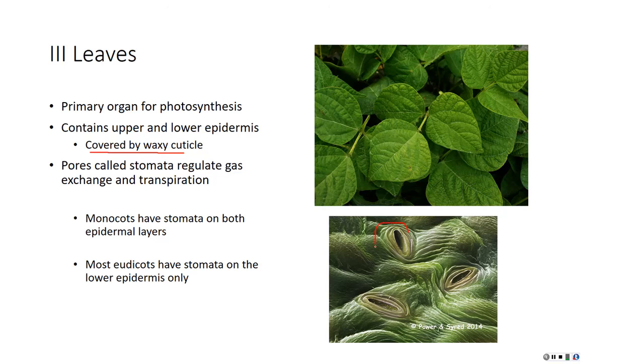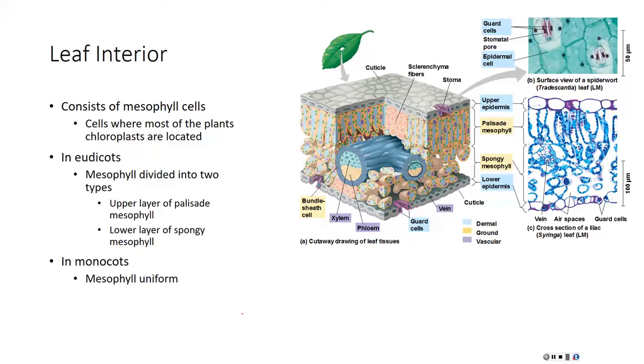So this is a magnification of the stomata. So these little pores will allow O2 out and CO2 in for photosynthesis, and also allow water vapor out. So monocot leaves have stomata on both layers of their epidermis. Most eudicots have stomata on the lower epidermis only. So let's look at a leaf's interior.